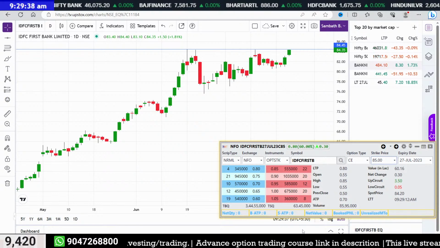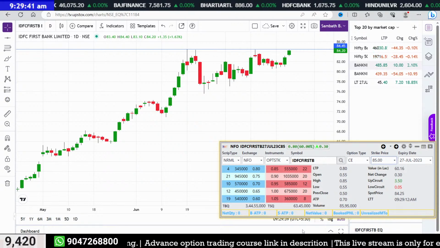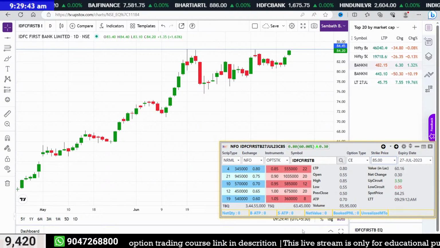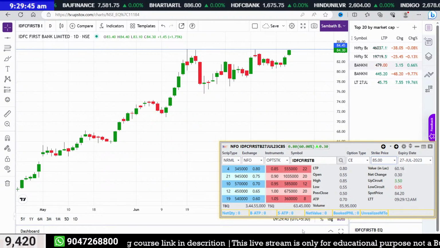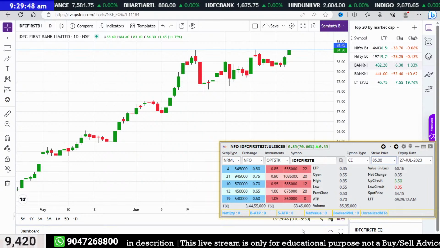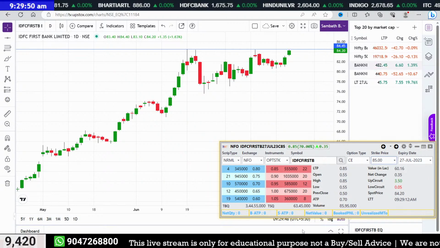The last 2 days premium decay which is done in Bank Nifty, the strike price is 54 points down and 10 points positive. So almost 45 points of premium decay is happening.